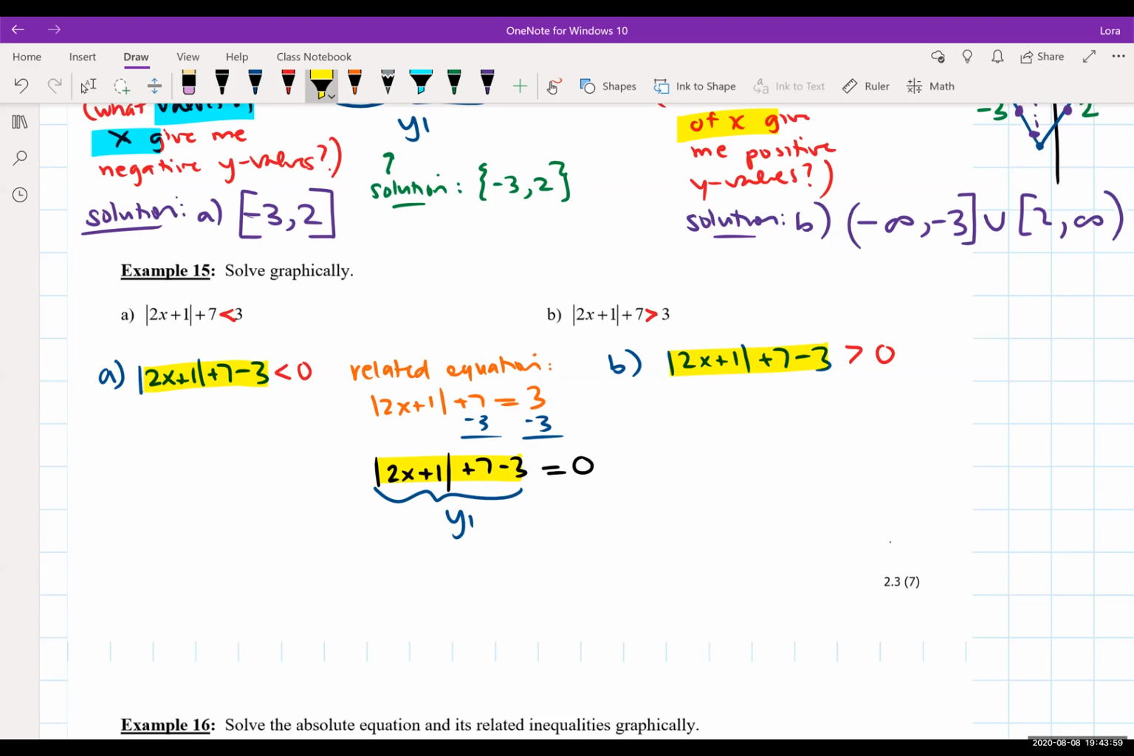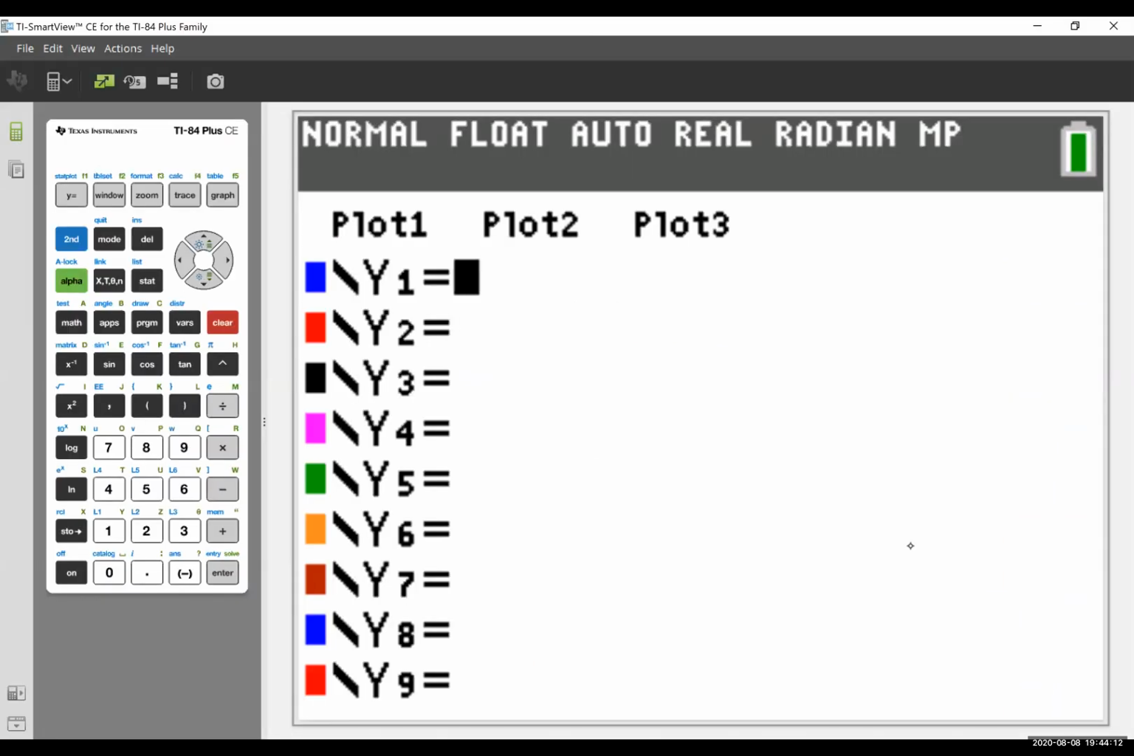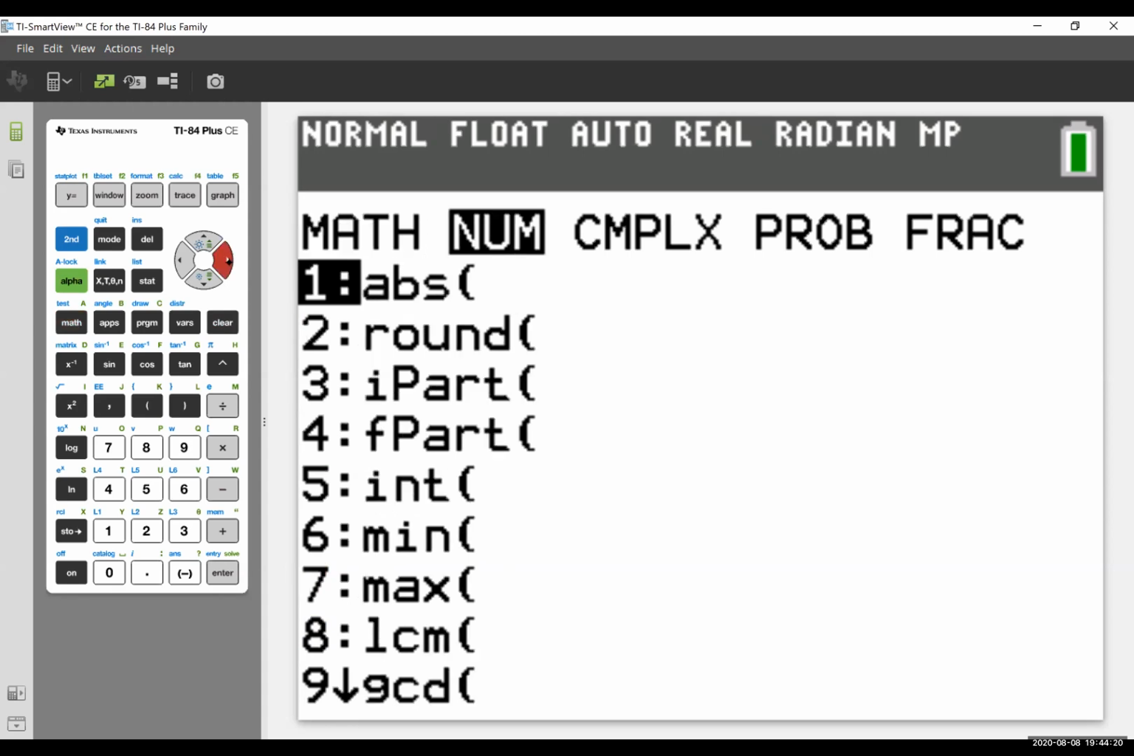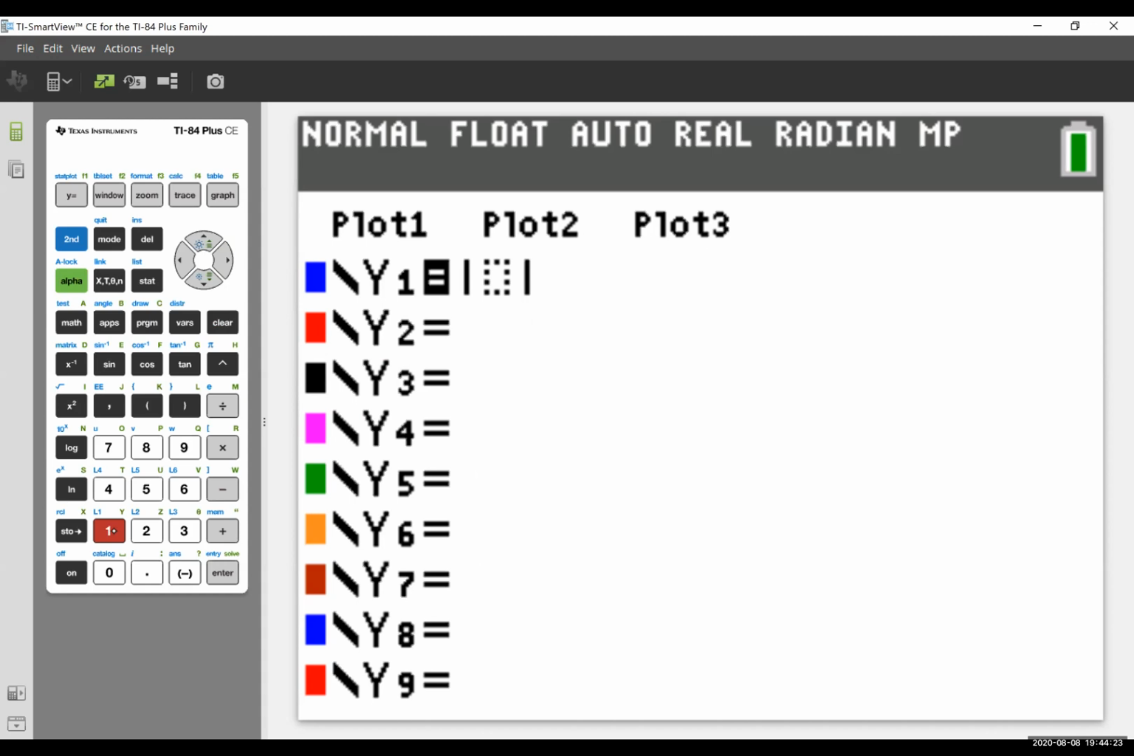So let's go ahead and enter that in on our calculator. Move over to our TI, and we press the y equals for the function editor. Again, to enter the absolute value, we have to press the math key, scroll over one to the number menu, and select ABS, absolute value. And we'll enter in the 2x plus 1, and we should have a plus 7. Be careful, sometimes it moves a little fast. Plus 7 minus 3.